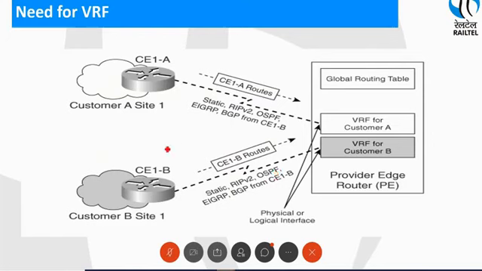Before that, this is just a pictorial representation of the previous slides only. That is, there is a customer site A, there is a customer B with site 1, Indian Railways and DRDO.